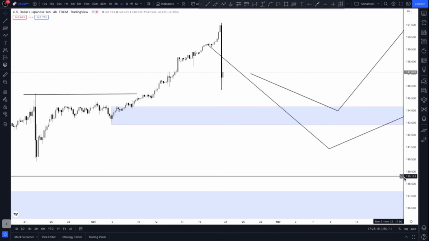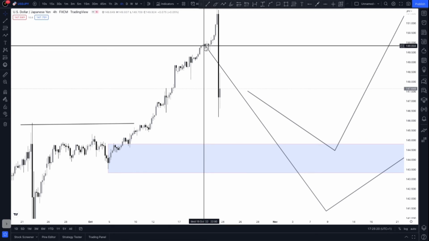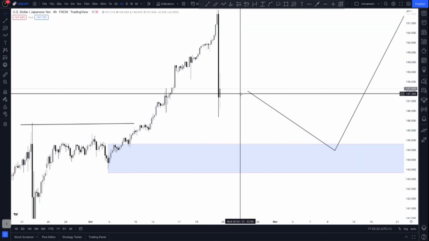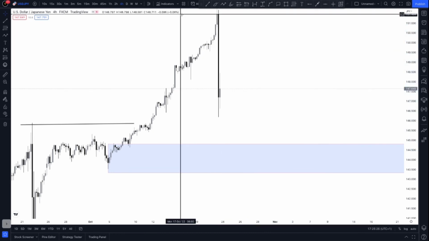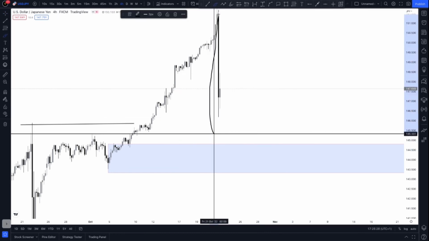On our 4-hour time frame, we got this long rejection candlestick. We have a very long rejection candlestick that was created. You can clearly see we have this long rejection candlestick here.